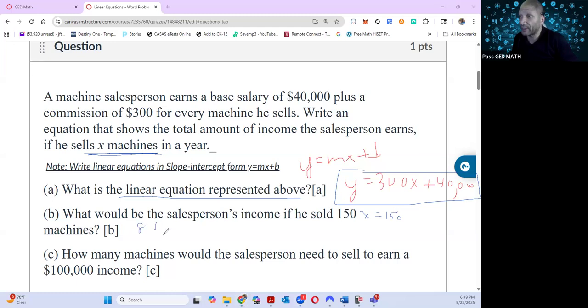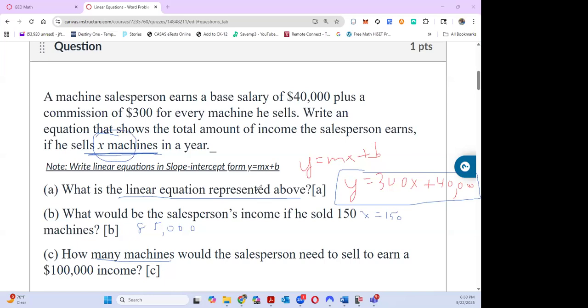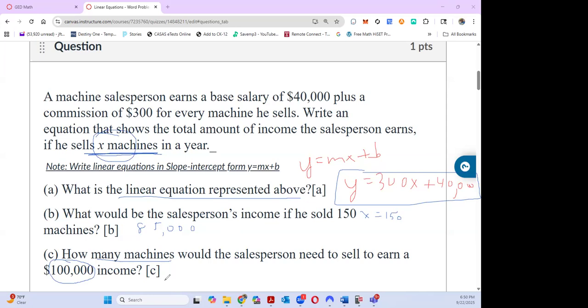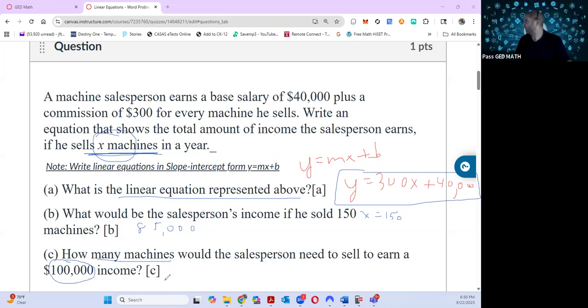But the second part of this: Mr. Tinsley, why do you have 3 different parts on one equation? Because I want you to be prepared no matter what they ask you. How many machines would the salesperson need to sell to earn $100,000 income? So how many machines? We know machines is what variable? x. So they're asking you to solve for x. If they're asking you to solve for x, they're giving you what?